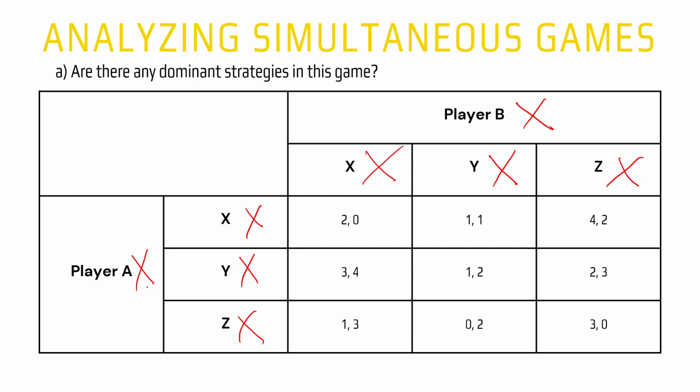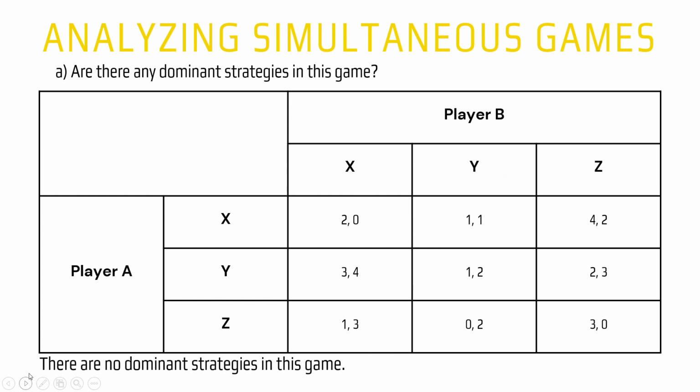Since both players A and B do not have a dominant strategy, the game does not have any dominant strategies. And since the game does not have a dominant strategy, it also means that the game does not have a dominant strategy equilibrium.